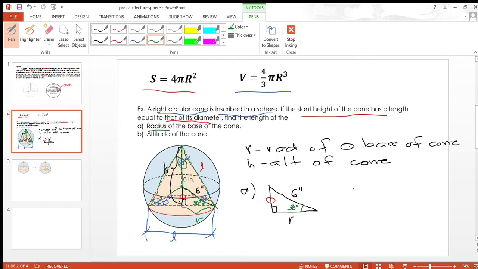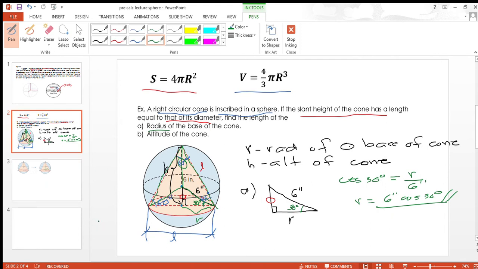And what function can we use? Cosine, because we have adjacent and hypotenuse. So we have cosine 30 degrees is equal to, what's cosine 30 degrees? Adjacent over hypotenuse. That's 6 inches. So cross multiplying, R will be 6 inches multiplied by cosine 30 degrees. And computing this one, you will now have the value of your R. So we are done with the value of R. Next, we go to the altitude.